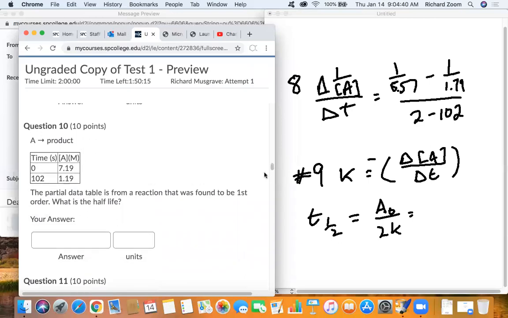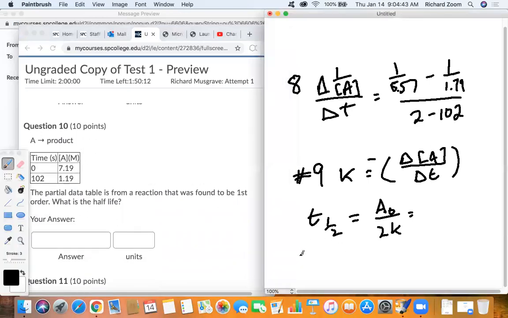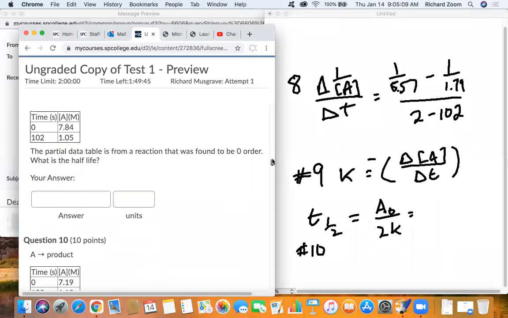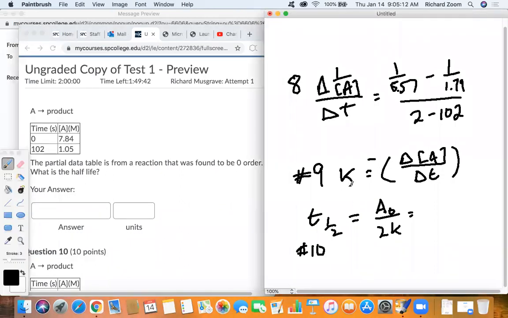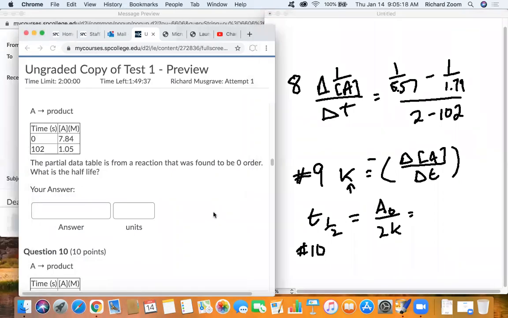All right. Number 10, this one's first order. I have a question about number 9. So when you mean that you find K, you just mean find the slope? Yeah, that's right. So for that equation, it would be A0, which is in the chart, on top of 2, and then the slope that you have to find. That's right. And this is how you find the slope. So you're just putting that value in there, and you multiply the slope by 2? That's right.